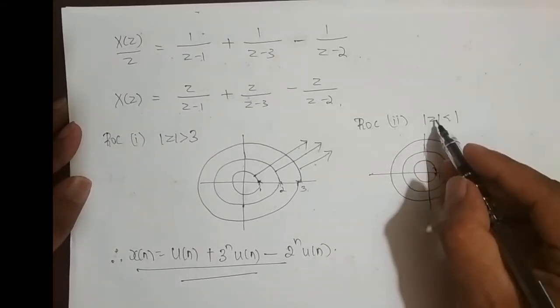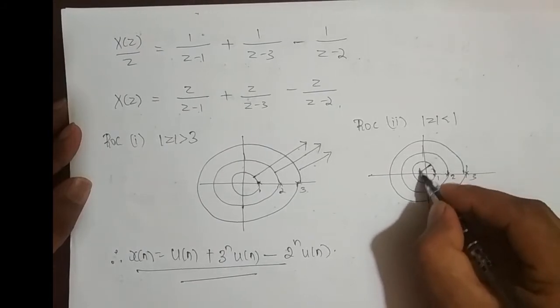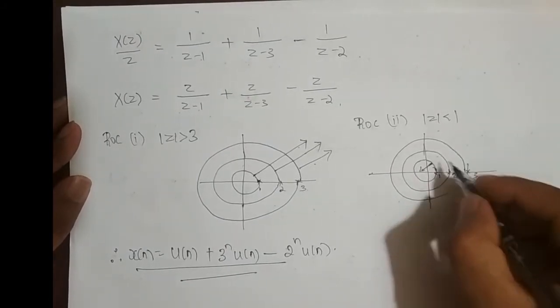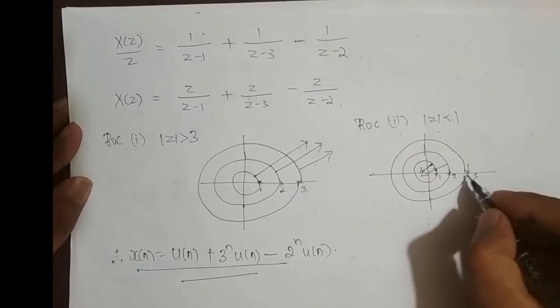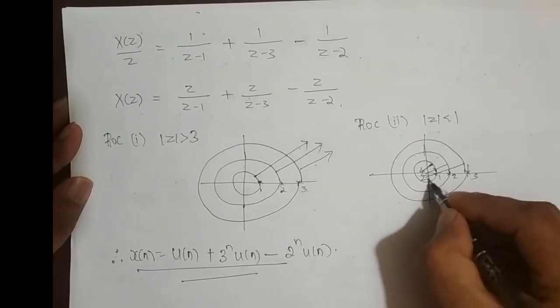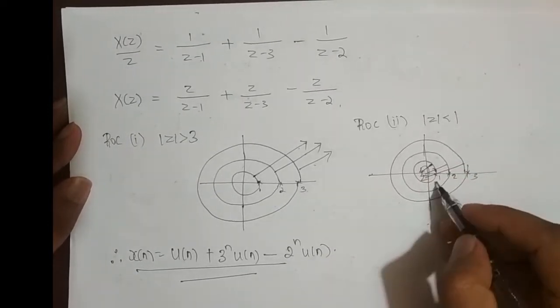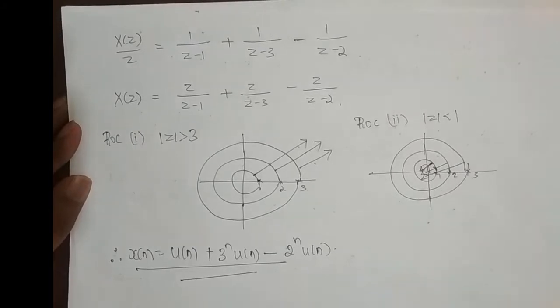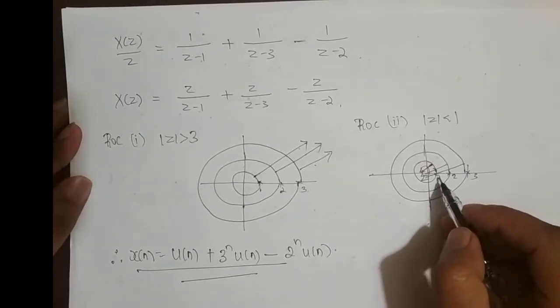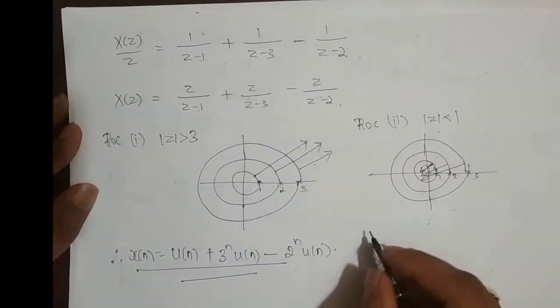In order for this to be less than 1, this should be a left sided sequence. The sequence corresponding to pole 2 should be a left sided sequence. The sequence corresponding to pole 3 should also be a left sided sequence, so that the intersection of all the three sequences will be inside the innermost circle, which is radius 1. So all the three should be left sided sequences.